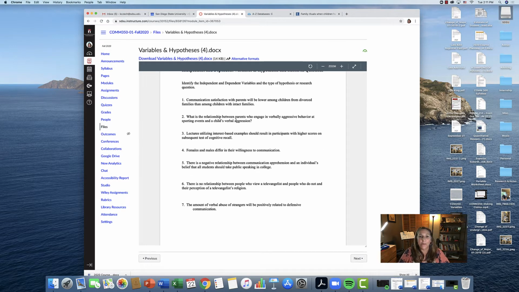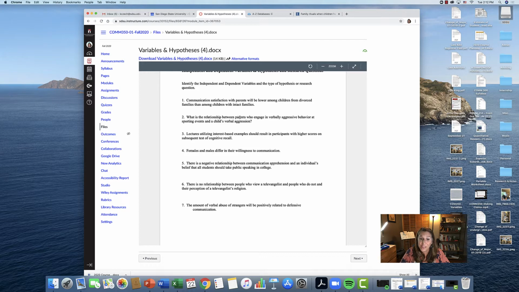Number 2. What is the relationship between parents who engage in verbally aggressive behavior at sporting events and a child's verbal aggression? Right away, I'm going to ask myself again, what is the outcome, or what is it that I want to find out about? Well, I want to find out about a child's verbal aggression. That's my dependent variable. What affects a child's verbal aggression? In this case, it's parents' communication at sporting events: either parents who engage in verbal aggression or parents who don't.